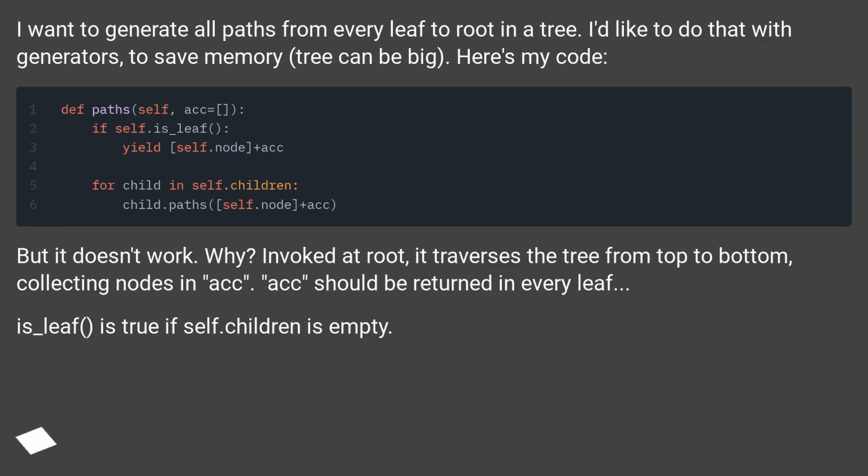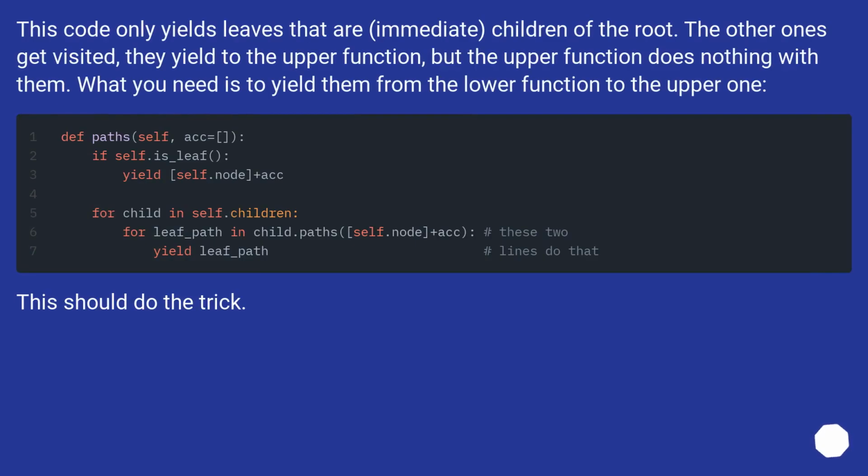Invoked at root, it traverses the tree from top to bottom, collecting nodes in it. Up should be returned in every leaf. Is_leaf is true if self.children is empty. This code only yields leaves that are immediate children of the root.